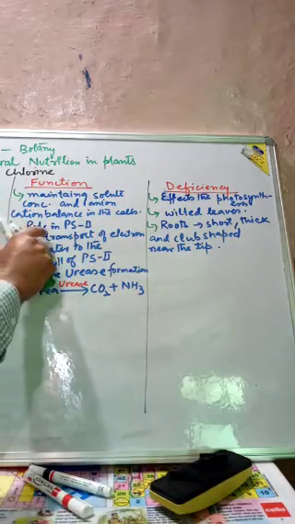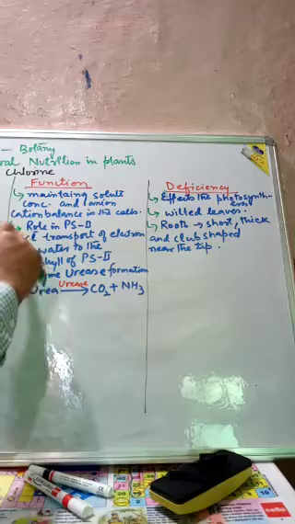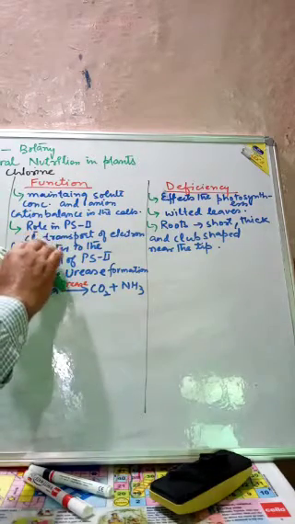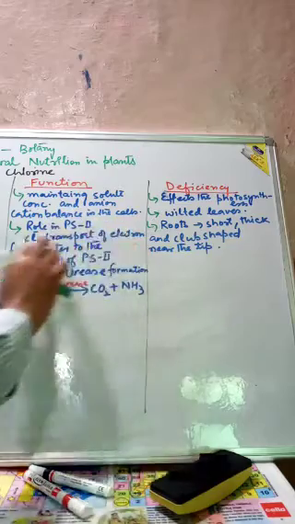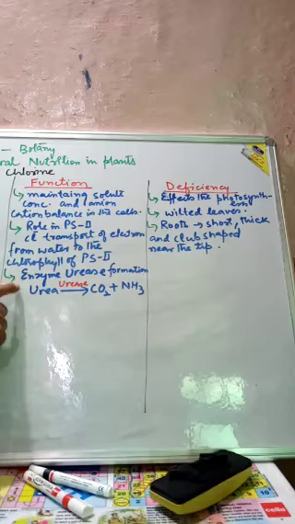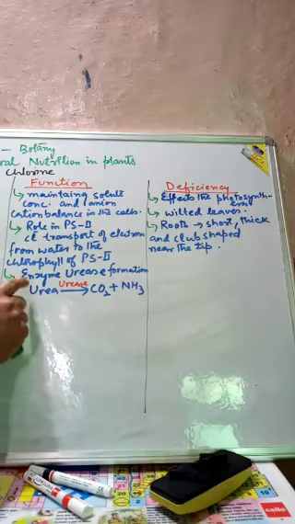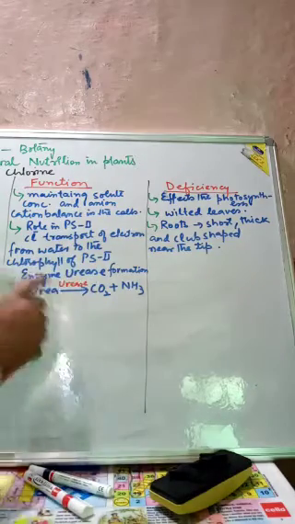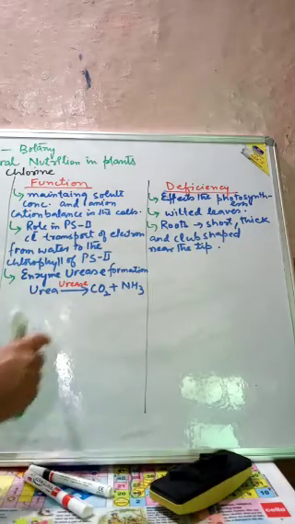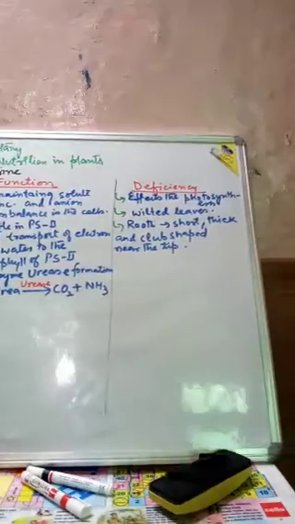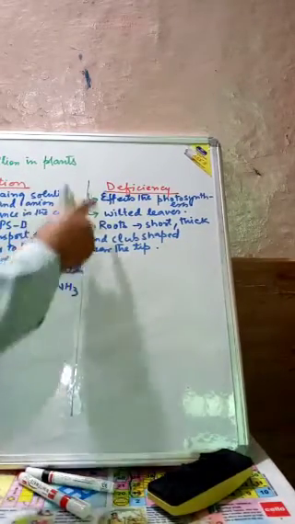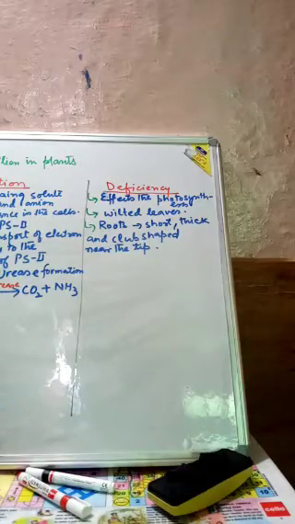It plays an important role in PS II, where chloride helps in the transport of electrons from water to the chlorophyll of PS II. This chlorine also plays an important role in the formation of the enzyme urease, and this urease enzyme helps in the breakdown of urea into carbon dioxide and ammonia. Deficiency, because of this role in PS II, affects the process of photosynthesis.